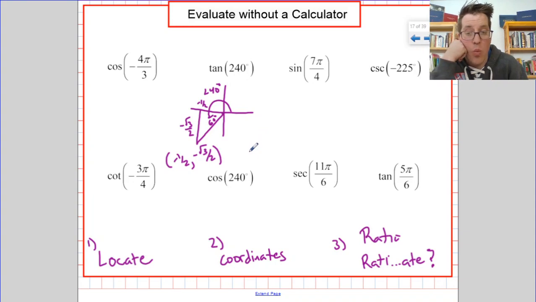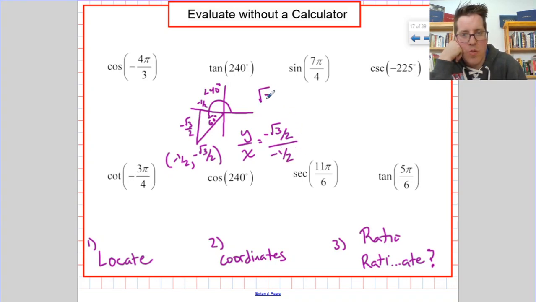Well, that's y over x. So, plug it in and simplify. -√3 over 2 over -1/2. That simplifies down to √3. So if I said, hey, what's the tangent of 240 degrees? You'd say, oh, √3. Alright, you try the same thing with the one underneath it.